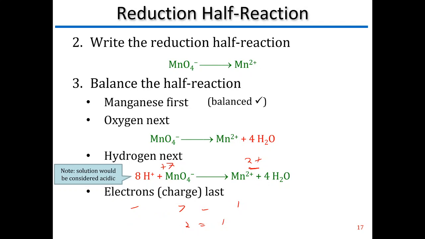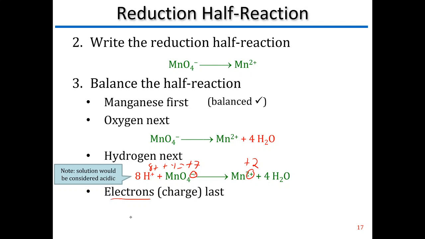I'll go over that again, because I think this is the part that gets a little bit confusing. If I'm looking at this, overall I have +2 on this side, so my charge over here is +2. Here I have a -1, 8 times +1, which gives me 8+. So 8+ plus -1 gives me a +7. So +7 and +2 obviously aren't equal. So what I want to do is add electrons to balance this out. How can I make +7 equal to +2? Well, I can do that by adding 5 more negative charges.